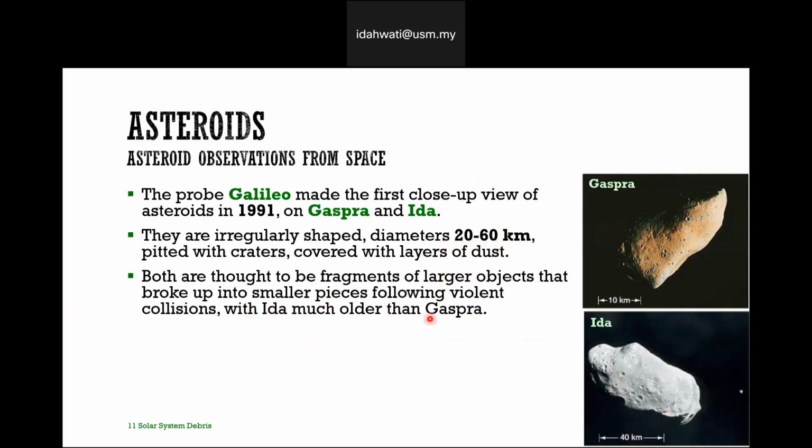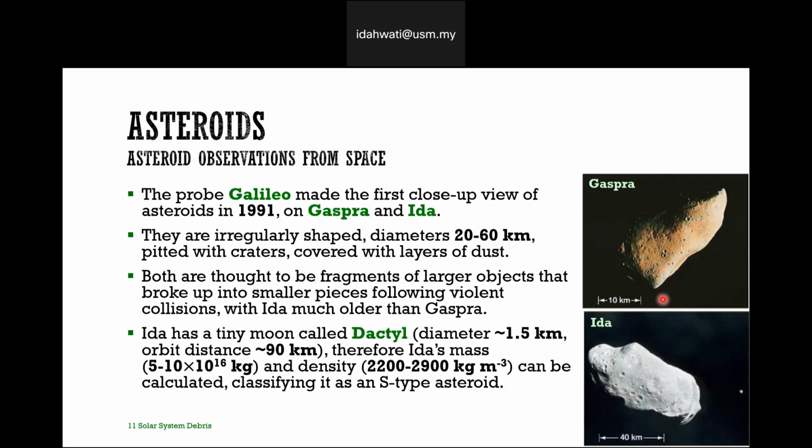They can easily estimate the age of these objects from the craters and the chemical reactions, and from the physical properties also. They can estimate the ages of the bodies. Ida has a tiny moon called Dactyl. Therefore, Ida's mass is shown here and its density can be calculated, classifying it as an S-type asteroid.